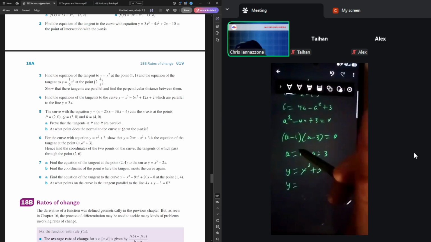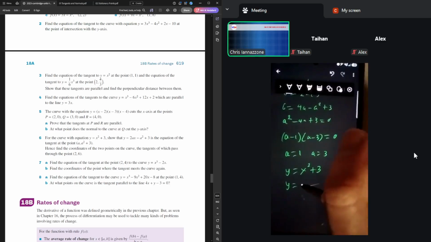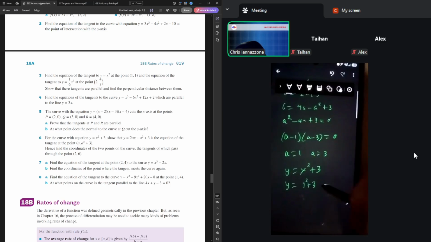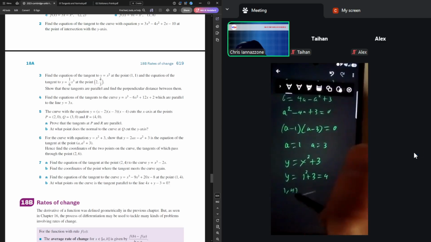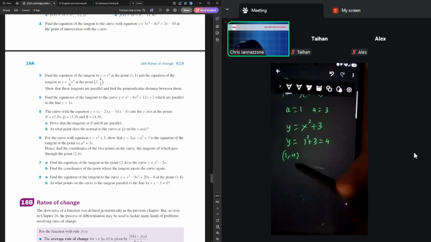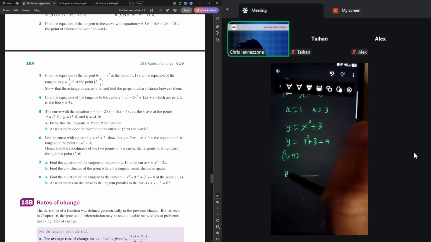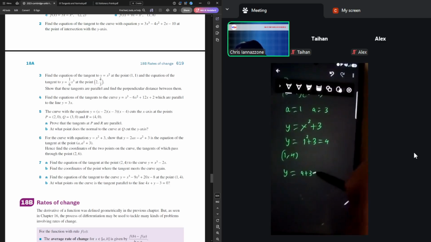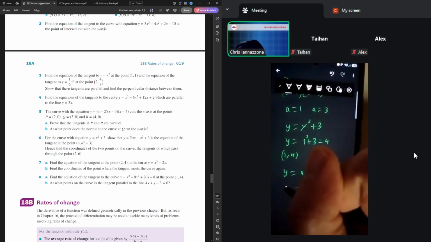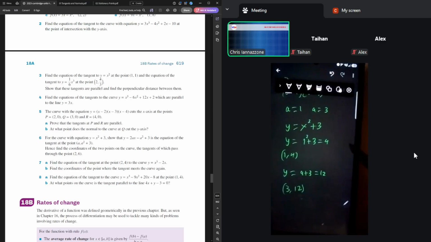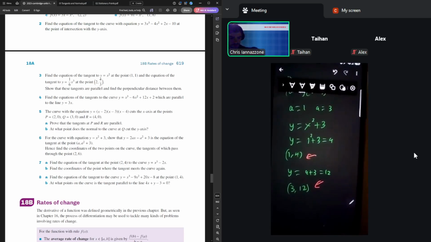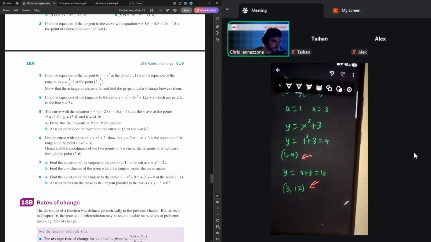If we plug in a equals 1, so x equals 1, we have 1 squared plus 3. And that's going to get us to point 1, 4. Lastly, plug in the x equals 3. 3 squared gets you 9, plus 3, 12. So that's going to give you 3, 12. These are your final answers: 1, 4 and 3, 12. You can go ahead and also validate that as well.